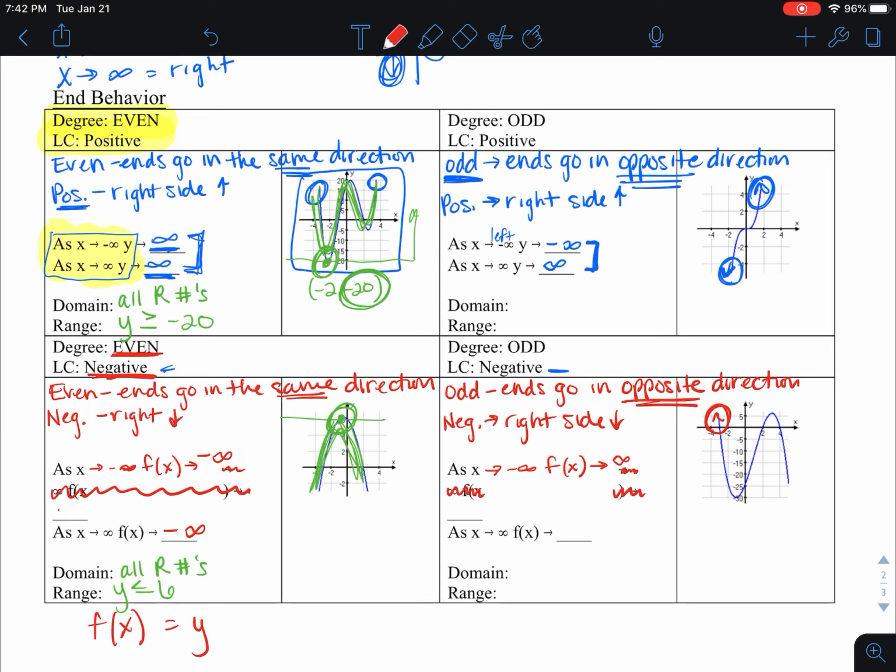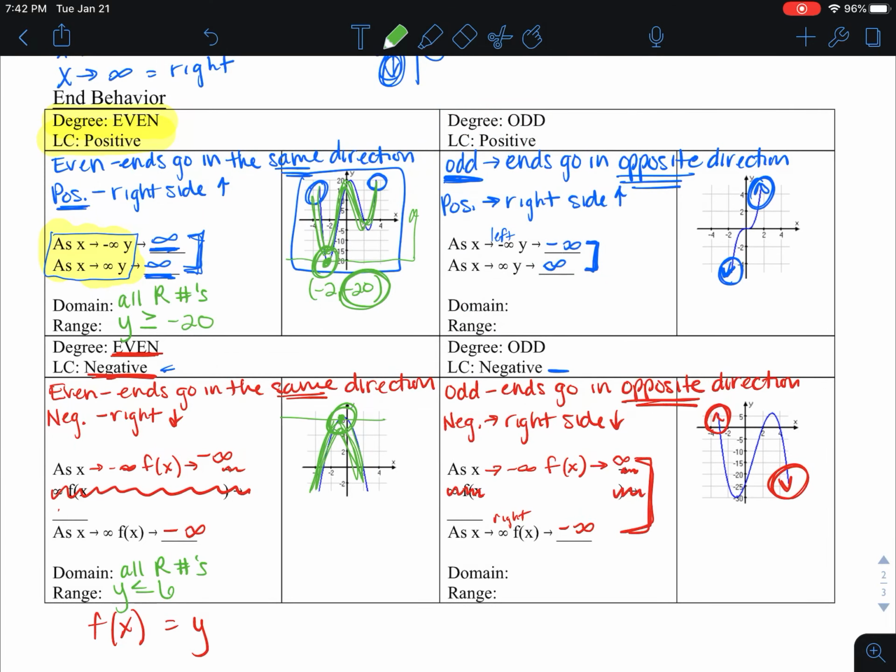Now, if I look at the right-hand side, so as x goes to positive infinity, which is the right-hand side, remember. All right, I can look on the graph and I can see that it's going down, but I don't even have to look at the graph. Because I know it's odd, I know these two answers have to be opposites of each other. So then this is -infinity. Okay? All right, let's look at domain and range on these.